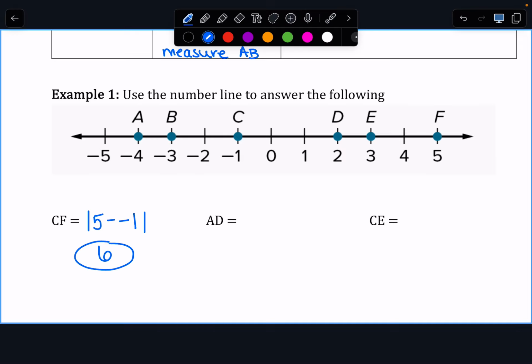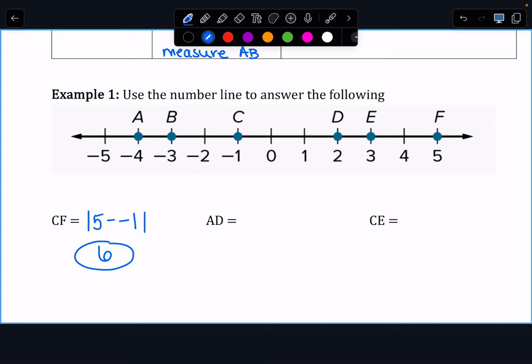Just like my shirt said yesterday, right? Did you notice my shirt yesterday? I did. It said, stay positive with an absolute value on it. Ooh, roasted.